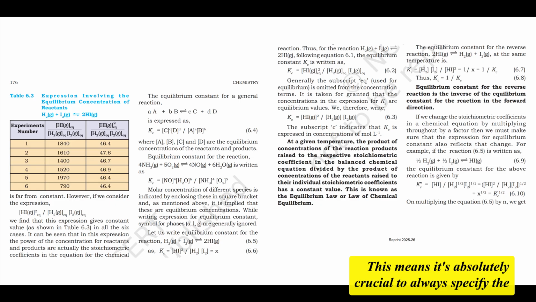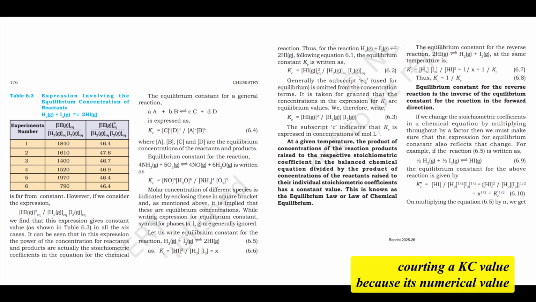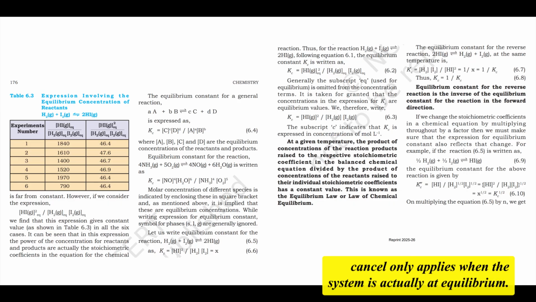This means it's absolutely crucial to always specify the exact balanced chemical equation when you're quoting a Kc value, because its numerical value depends entirely on how the reaction equation is written. And fifth, related to the first point, Kc only applies when the system is actually at equilibrium.